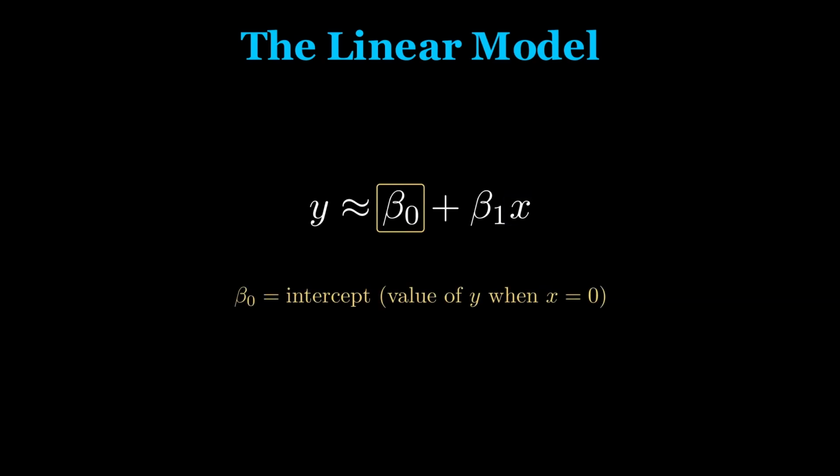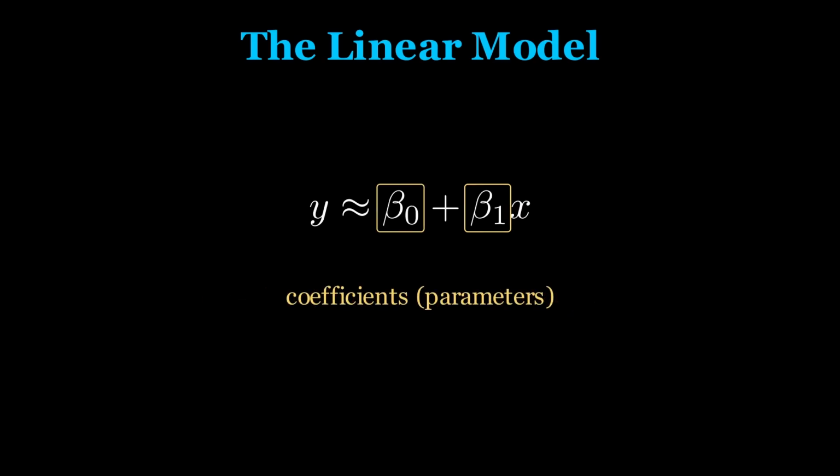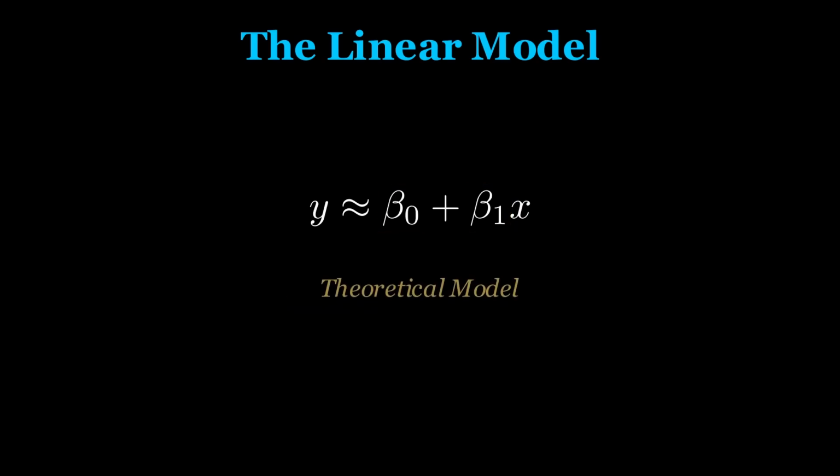Beta 0 is the intercept. It represents the expected value of y when x equals 0. Beta 1 is the slope. It tells us how much y changes for a 1-unit increase in x. Together, beta 0 and beta 1 are the coefficients or parameters of the model. This model gives us the theoretical representation.